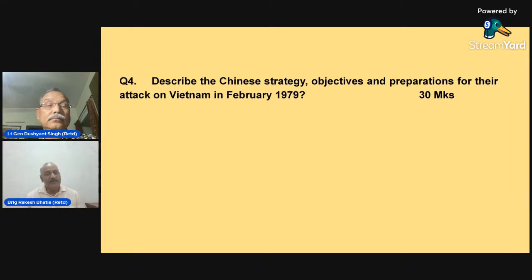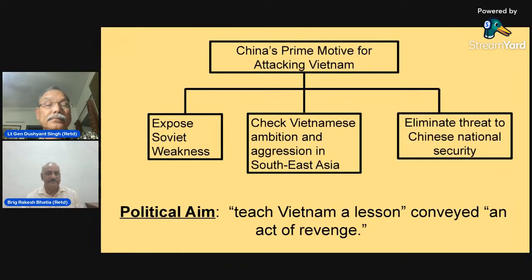Now we come to a 30-mark question of what detailed thing we had done. Now, how does a 30-mark question need to be answered? Again, strategy, objective, and preparation for the attack on Vietnam. Here, I had tried to put it in a slightly different form: what was China's prime motive for attacking Vietnam?